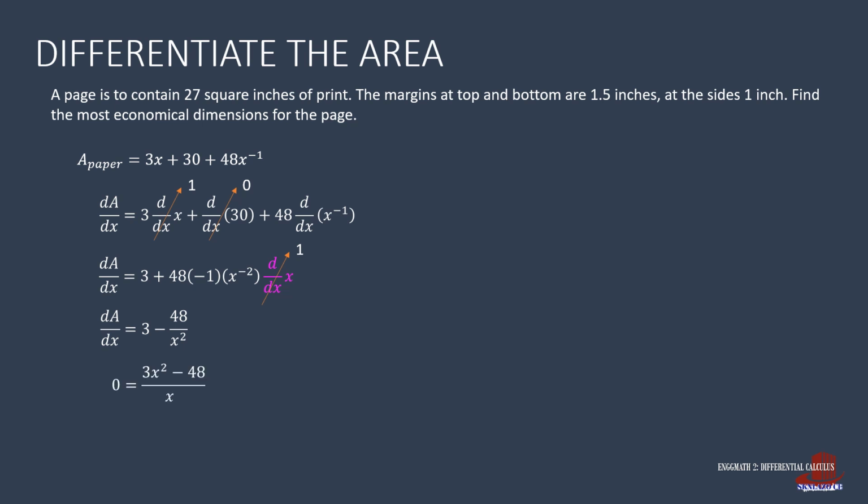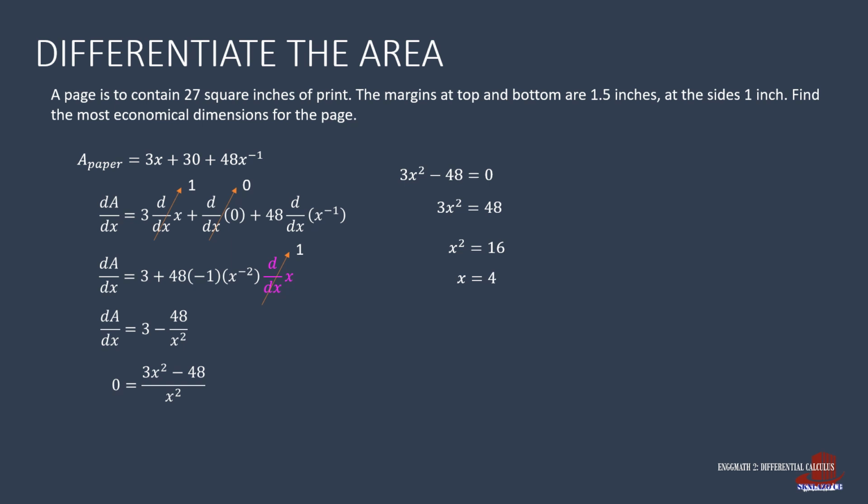Maximize the area, so it becomes 0 equated to 3x squared minus 48 over x squared. Cross-multiply the denominator, generating 3x squared minus 48 as equal to 0. Transpose one term to the other side and have 3x squared as equal to 48. Divide both sides by 3 and get x squared as 16, or that makes x as 4.